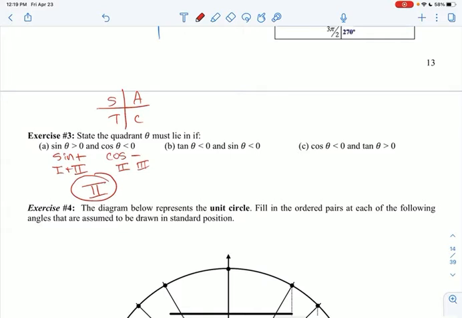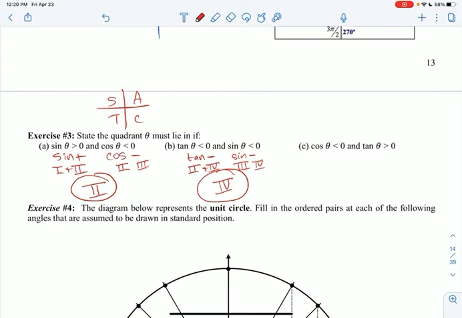Tangent is less than 0, so tangent is negative. Well, that's true for the second and the fourth, because tangent is positive in the first and the third. Sine is less than 0, so sine is negative in the third and the fourth. So what do they have in common? The fourth.